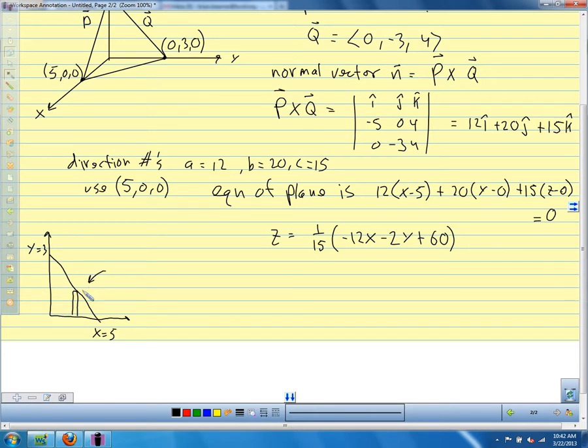The equation of this line using these 2 points, I get y equals minus 3/5 x plus 3. So now we can set up our integral. So I'm going to switch the page here, but we have our surface, we have our region in the xy plane, we set up our limits.